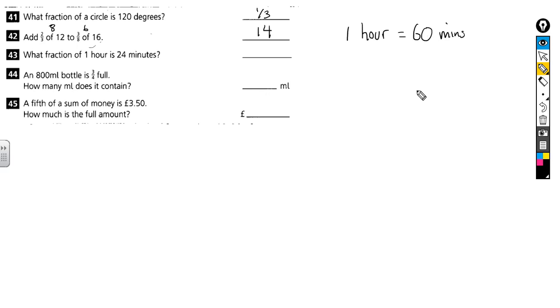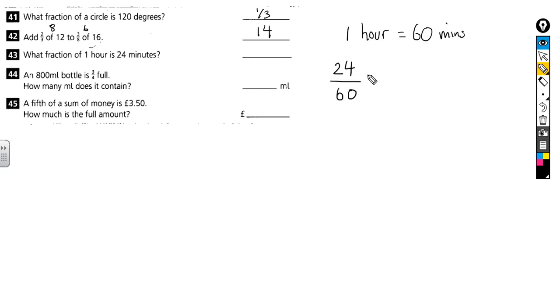So 1 hour equals 60 minutes. And we're asked what fraction of 1 hour is 24 minutes. So what we're talking about is 24 minutes out of 60 minutes. So that's the fraction that we have, and it's always implied that we want to simplify this as far as possible.